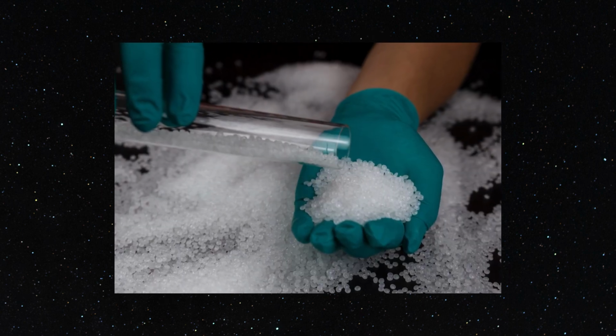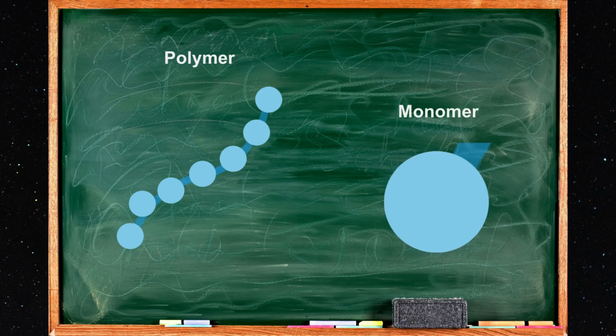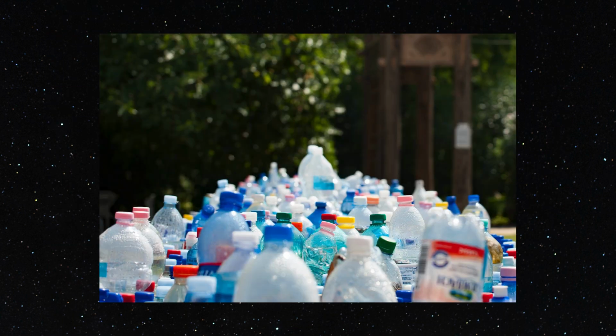Another important industry for chemical engineers is polymers. Polymers are large chains of repeating units. These units are known as monomers. They are essential to our daily life. They can be found in things such as building materials, adhesives, and plastics.